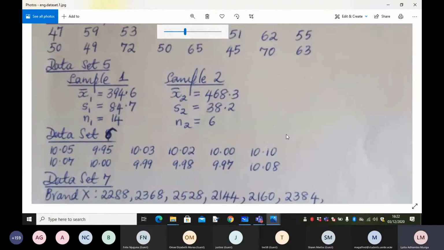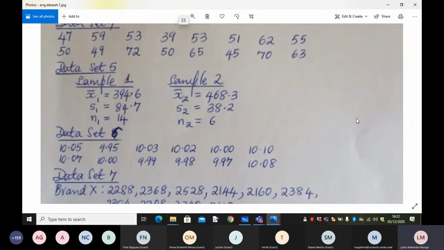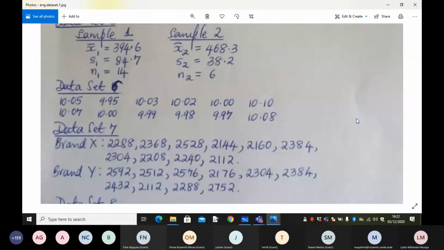So in dataset 7, we have two brands, brand X and brand Y. And we can see for brand X, the first data value is 2,288. The last one is 2,112. For brand Y, the first value is 2592. And for brand X, we have 10 data values, and the same applies to brand Y data. They are 10 each.